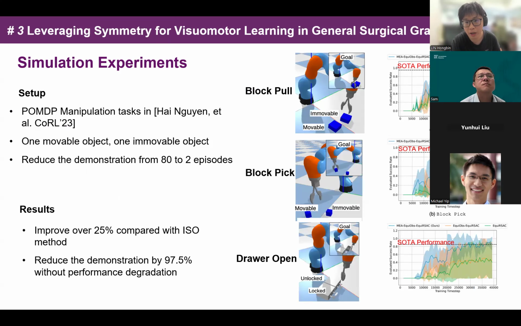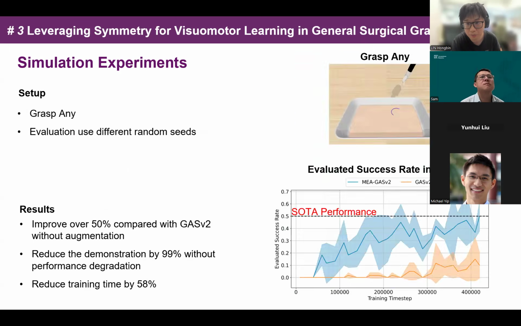We evaluate our method on the manipulation task, including block pulling, picking, and drawer opening. There is one movable and one immovable object. The movability is unobservable. Our method improved the performance by over 25% compared with the isometric method. Meanwhile, it reduced the demonstrations by 97% without performance degradation.